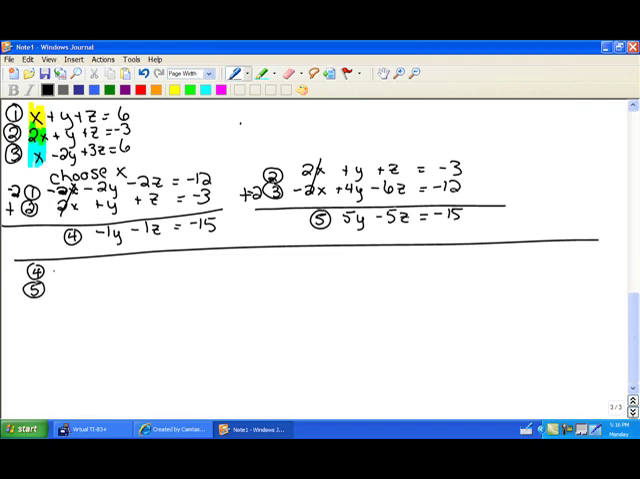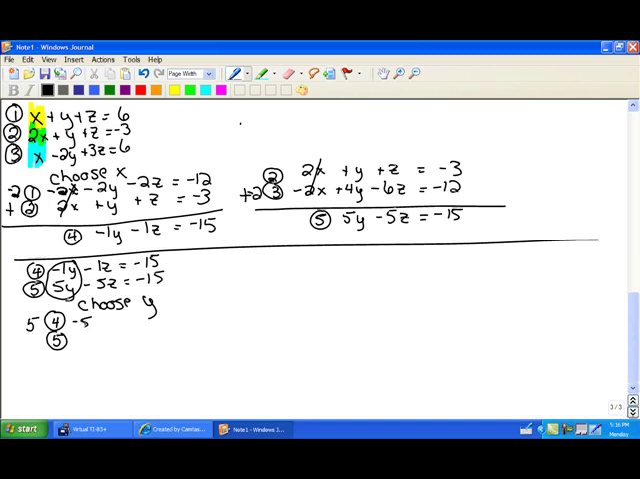It becomes a problem within a problem of negative y minus z equals negative 15, and 5y minus 5z equals negative 15. I'm going to choose to eliminate the y. So my least common multiple of negative 1 and 5 is going to be 5. Equation 5 can stand alone. Equation 4 I'm going to need to make into a negative 5y. That's going to entail me multiplying the whole equation by 5.